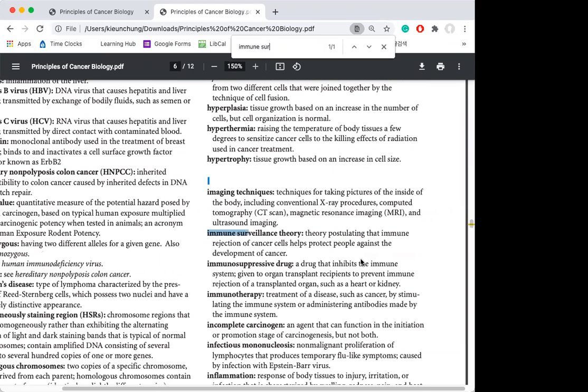Immune surveillance theory. Theory postulating that immune rejection of cancer cells helps protect people against the development of cancer.